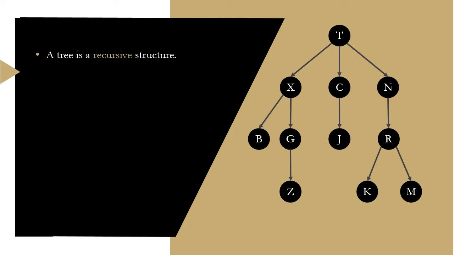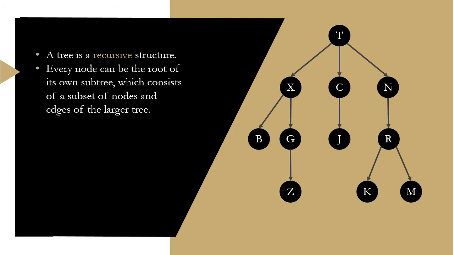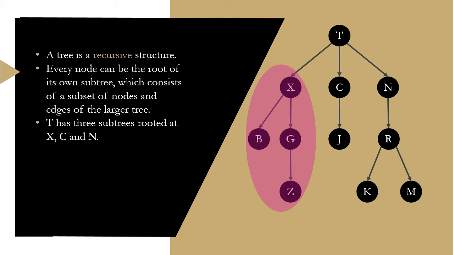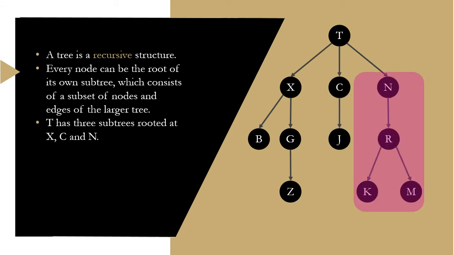A tree is a recursive structure. Every node can be root of its own subtree, which consists of a subset of nodes and edges of the larger tree. T has three subtrees rooted at X, C, and N. This is the subtree rooted at X. This is another subtree rooted at C. And this is the third subtree rooted at N.